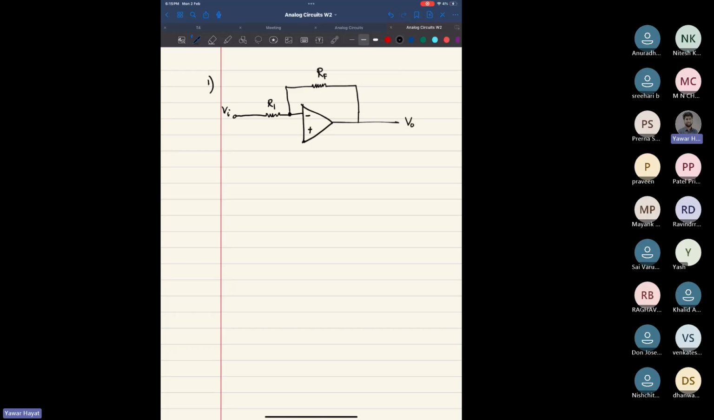V naught. Yep, this is grounded. This is your op-amp in inverting configuration. Okay, you need to find the gain of this op-amp. You can take RF as 10 kilo and R1 as 1 kilo. What is the gain?